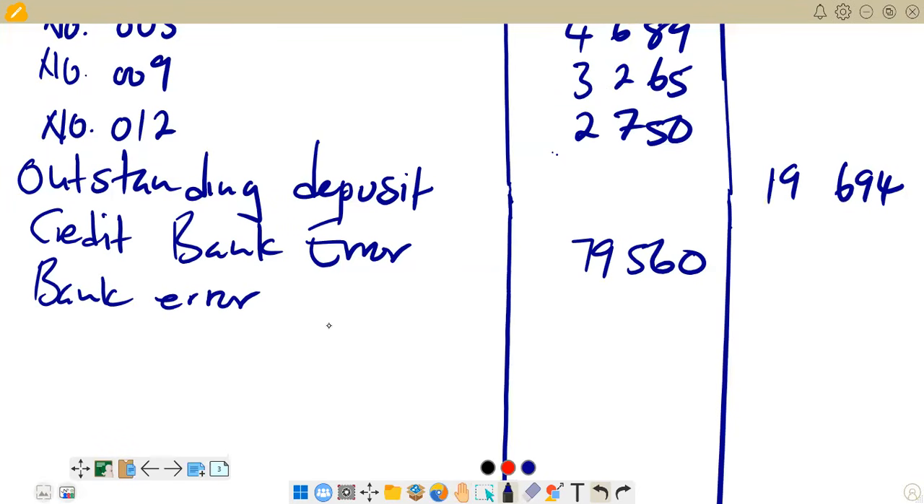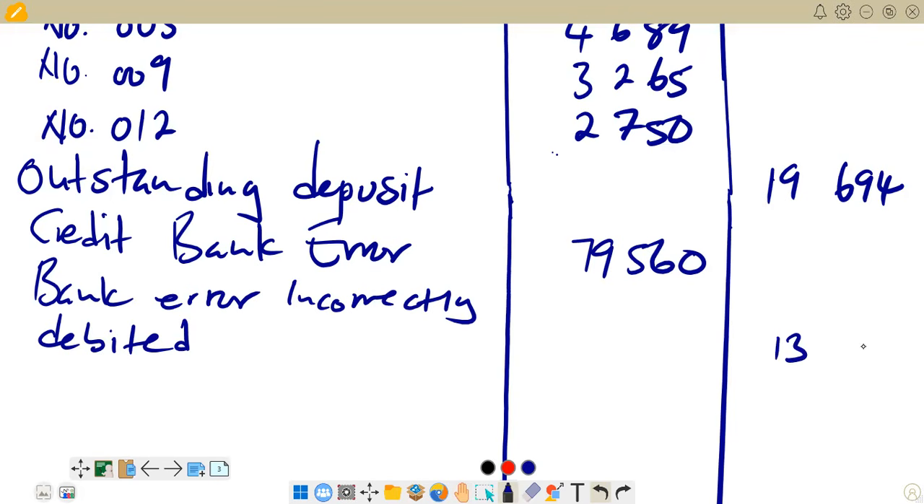A bank error incorrectly debited. So we are now removing it, we are crediting it. So I will put it here, 18,019. So that's what we have there.